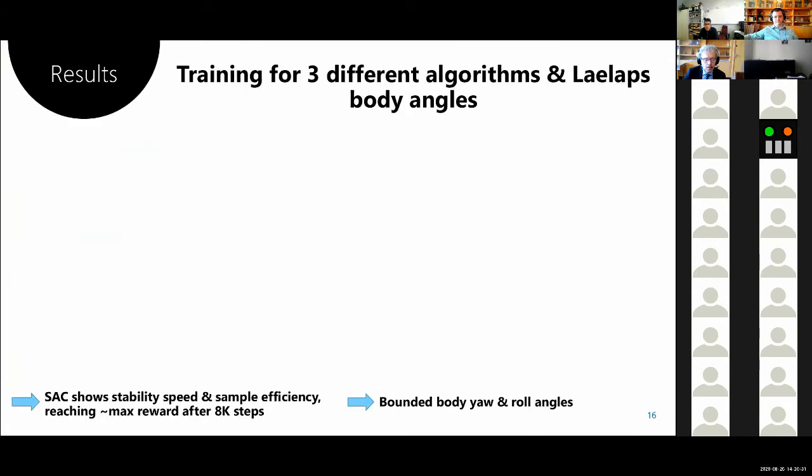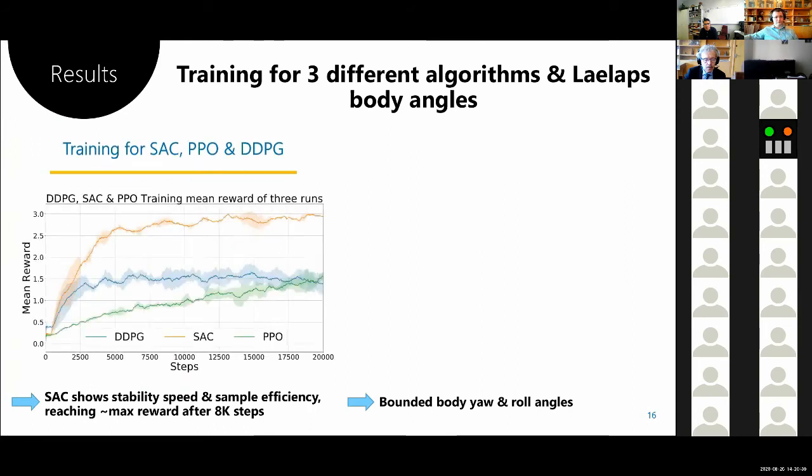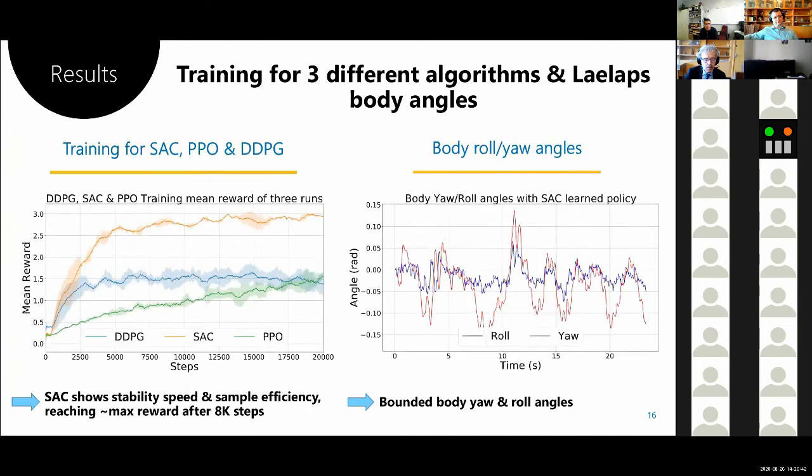After tuning all algorithms, we tuned SAC, we tuned DDPG, we tuned PPO, the 3 algorithms we used, we wanted to study how stable and sample efficient they are. Again, SAC was the most sample efficient one. Every training experiment converged quickly after 8,000 steps to the maximum reward and stayed there. In turn, we tested the learned policies to see how the robot behaved with these policies. And they produced, as we expected, stable motions, and the body roll and yaw angles were bounded. This is shown in the diagram on the right.